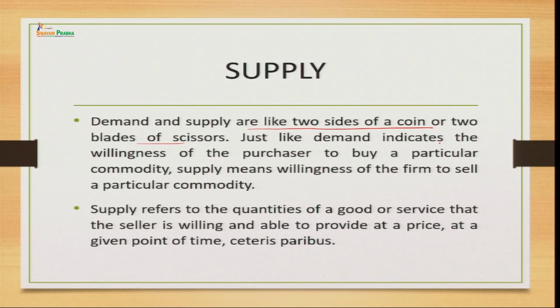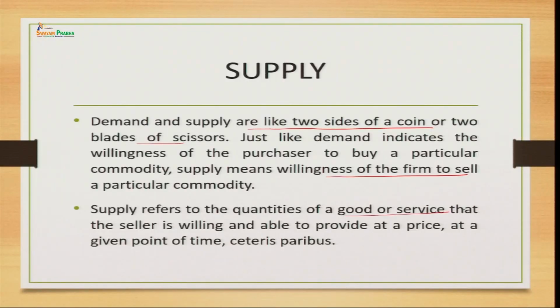Just like demand indicates the willingness of a purchaser to buy a particular commodity, supply means the willingness of a firm to sell a particular commodity. If you remember, for demand we discussed that a person should have a desire to buy, a willingness and an ability to pay for it, and that is from the consumer side, because demand always takes place from the consumer side, whereas supply takes place from the producer side. So, supply will be there when a person has a willingness and an ability to supply that commodity, only then will supply be possible.